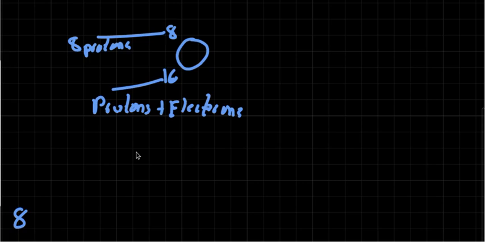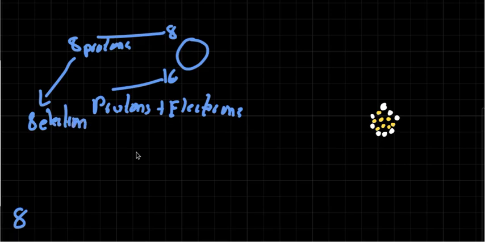So let's try to draw it up as we go along. Let's start with our nucleus. We would have 8 protons: 1, 2, 3, 4, 5, 6, 7, 8. And we'd have 8 neutrons: 1, 2, 3, 4, 5, 6, 7, 8. Now, because this is a stable atom, we can also look at this as having 8 electrons.